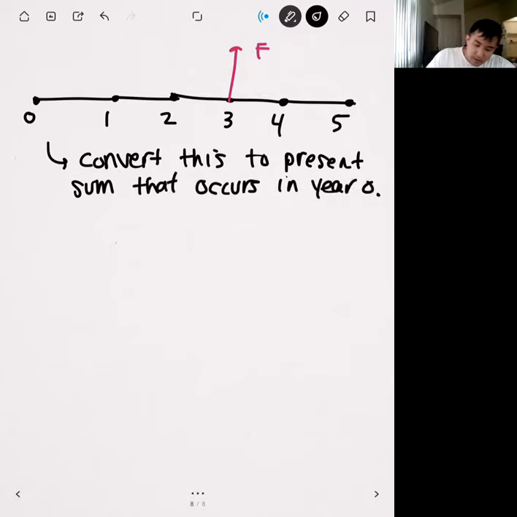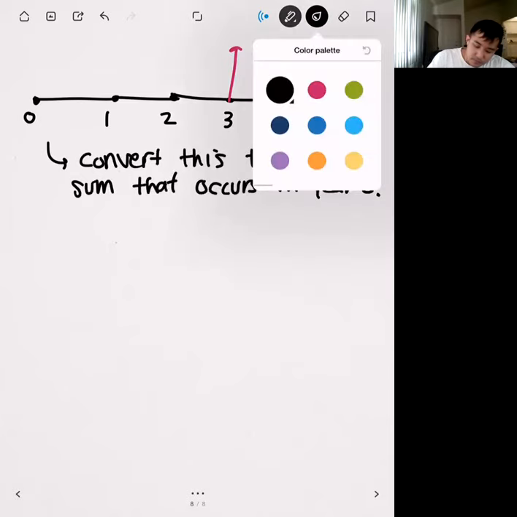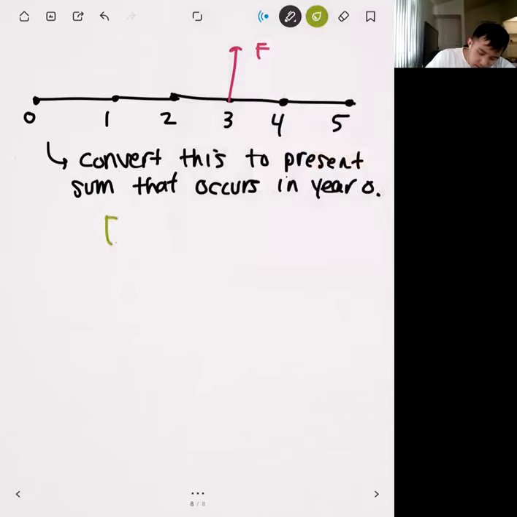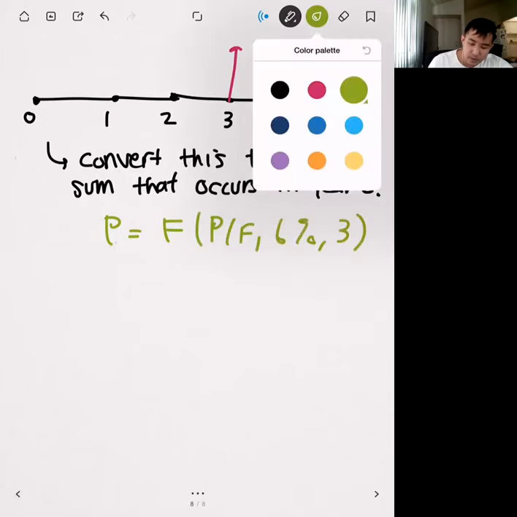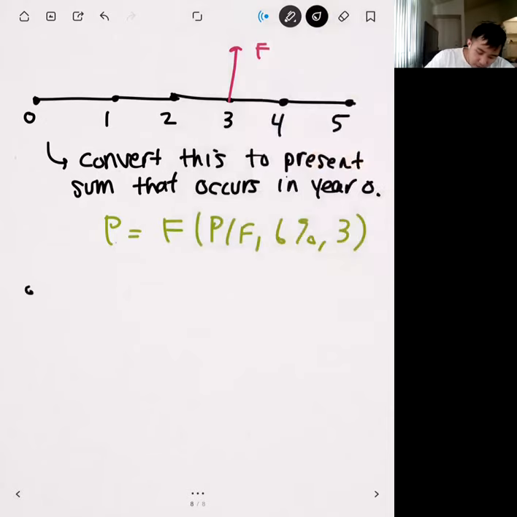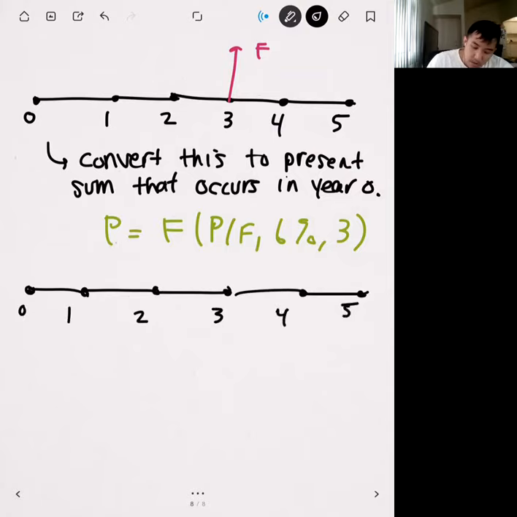Okay. And so the first thing that we're going to do, let's say that P is equal to F times P over F, 6%. And we're going to transport this back 3 years. If we draw the new cash flow diagram after performing this conversion, it would look something like this.